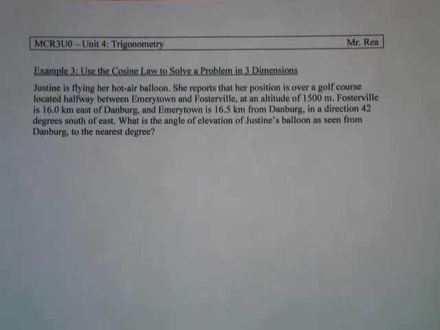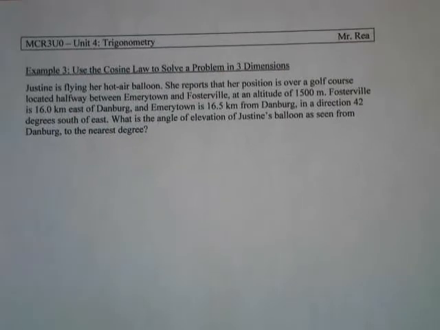Okay. Justine is flying in her hot air balloon, so just the fact that she's in the air leads you to believe that this is going to be three-dimensional. She reports her position over a golf course located halfway between Emerytown and Fosterville at an altitude of 1,500 meters. Fosterville is 16 kilometers east of Danburg, and Emerytown is 16.5 kilometers from Danburg in the direction 42 degrees south of east. What is the angle of elevation of Justine's balloon as seen from Danburg to the nearest degree?